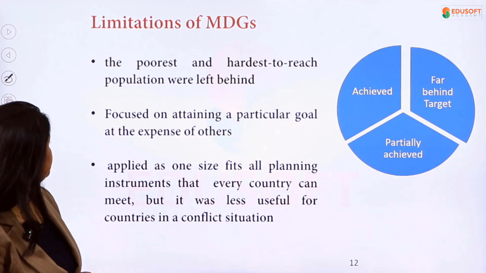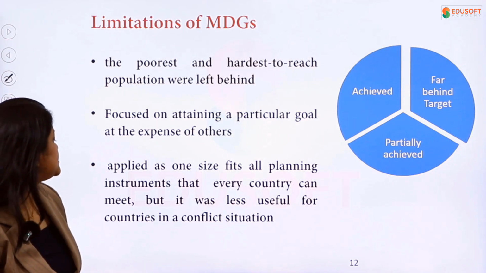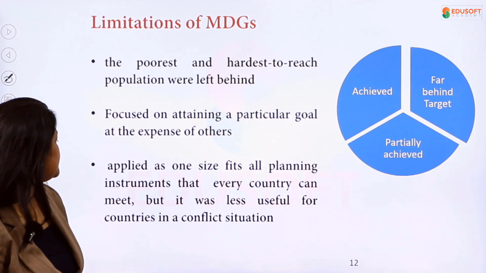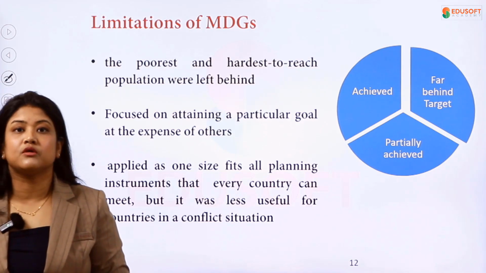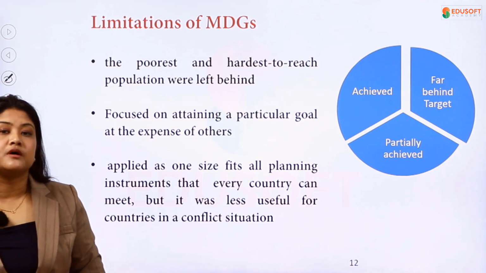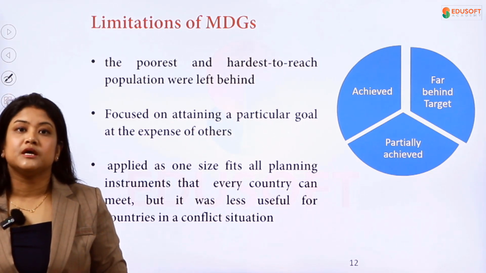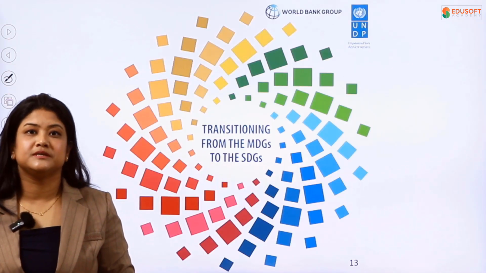And then the Millennium Development Goals were applied as one-size-fits-all planning instruments that every country can meet, but they were less useful for countries in a conflict situation. Since they were less useful in countries in a conflict situation, it was necessary that the SDGs had to come forward.